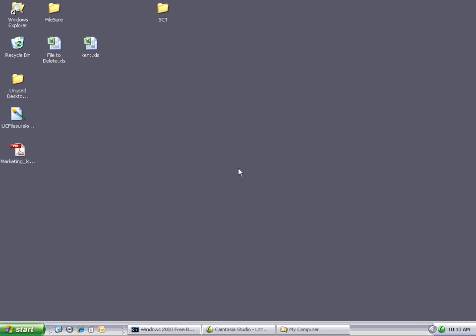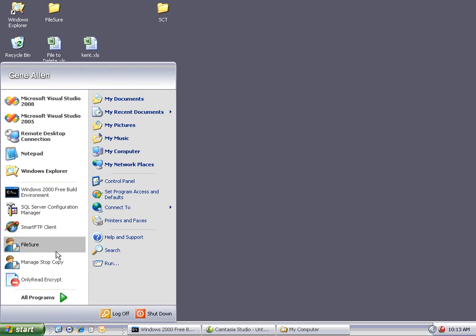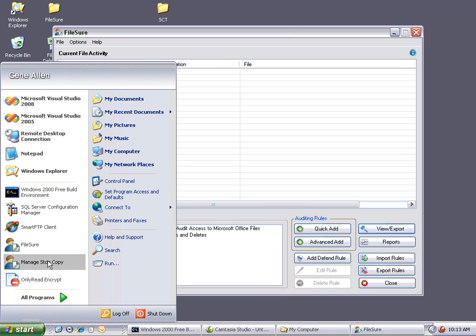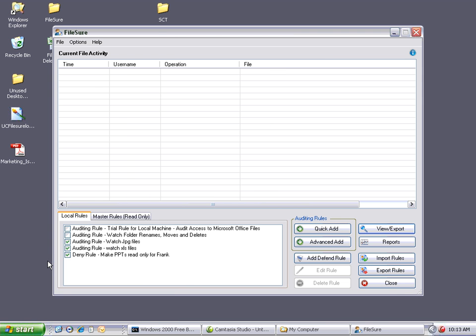This is a 2-minute how-to. The differences between StopCopy and FileSure for auditing. Both FileSure and StopCopy audit file access and operations, but they do it in two different ways.